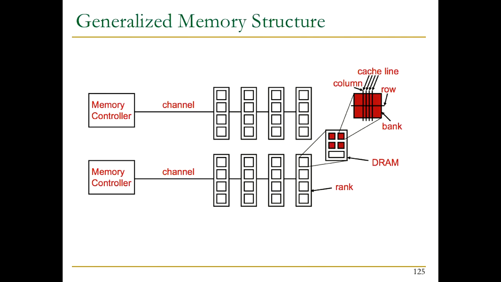Okay, and this is a generalized memory structure. So basically, it's an n-dimensional memory structure. You have a channel, you have multiple DIMMs, multiple modules, and if you look at each module, it consists of multiple DRAM chips. Each chip consists of multiple banks. Each bank consists of columns/rows, and that's where the cache line resides. Right. So it takes a while to get to your cache line.